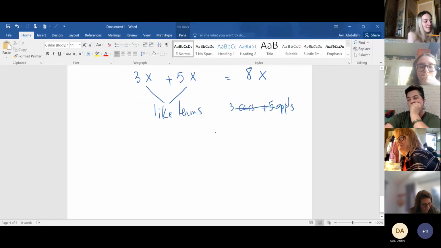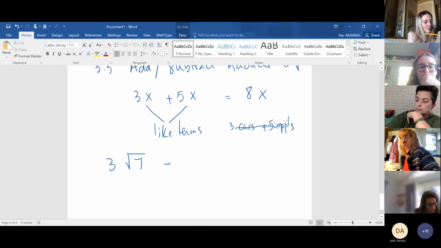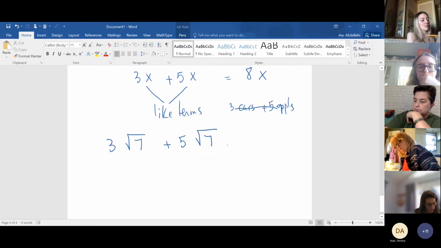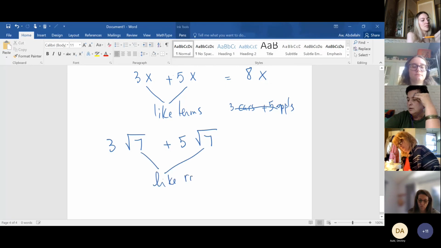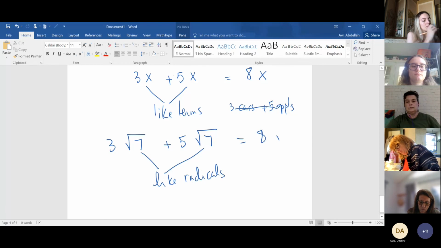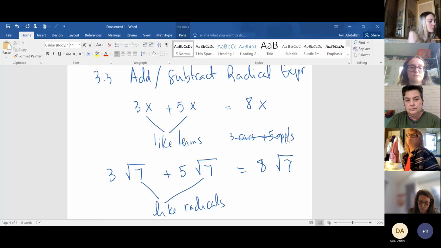When you have like radicals, you just add them up if they are like radicals, right? For instance, we say 3 square root of 7 plus 5 square root of 7. The two radicals you see, are they exactly the same? Yes. They are like radicals, right? If they are like radicals, we just add them up. 3 plus 5 is 8, square root of 7. Everybody see that?